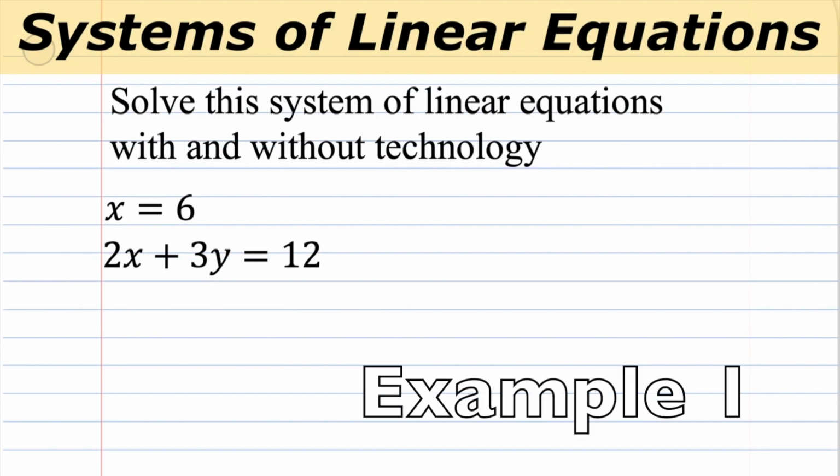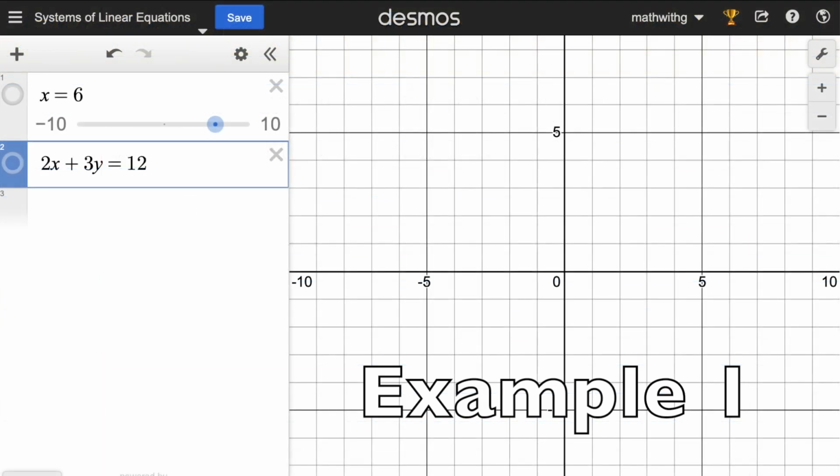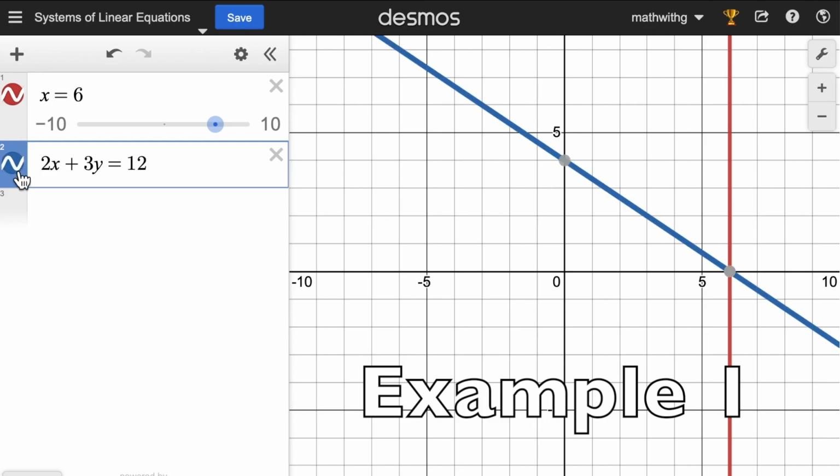Before trying to solve a system, always think about what the lines might look like. We know these two equations are linear equations. Using Desmos, here we see that x equals 6 is the vertical line, which intersects with the blue line at (6, 0). (6, 0) is the solution to this system of equations.